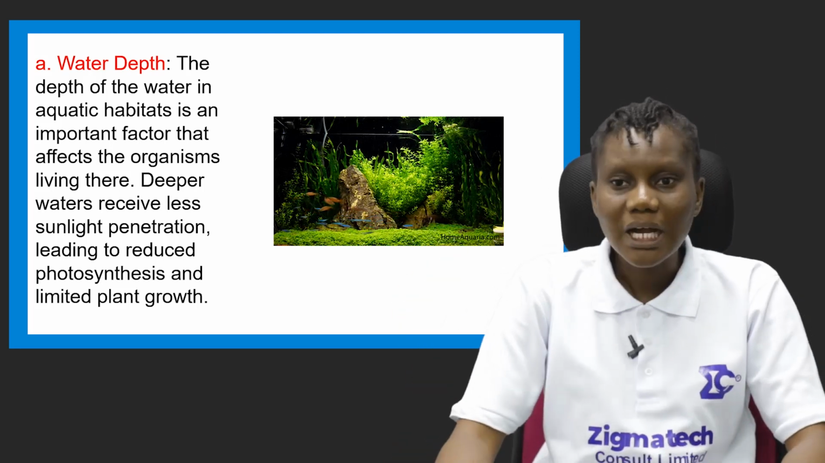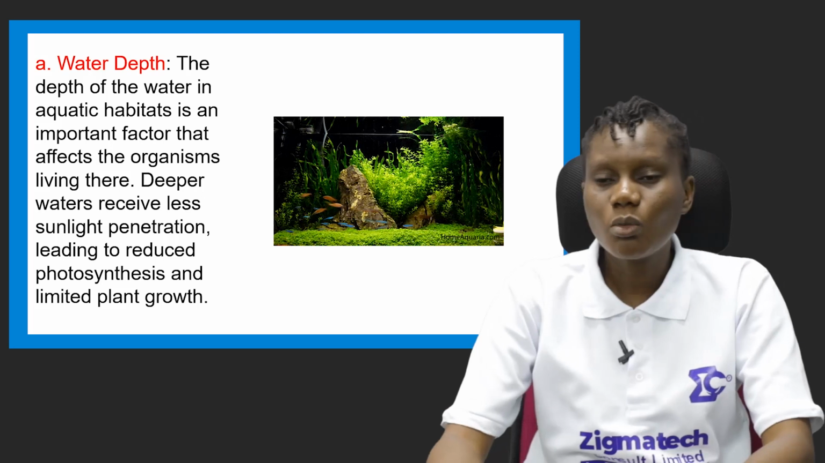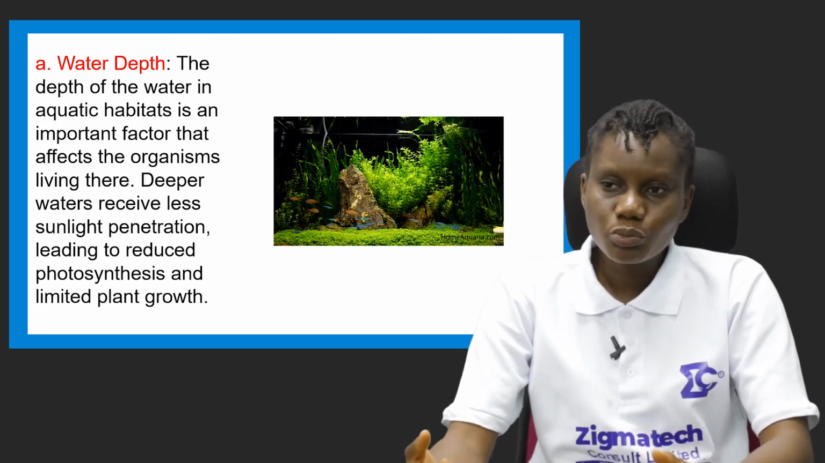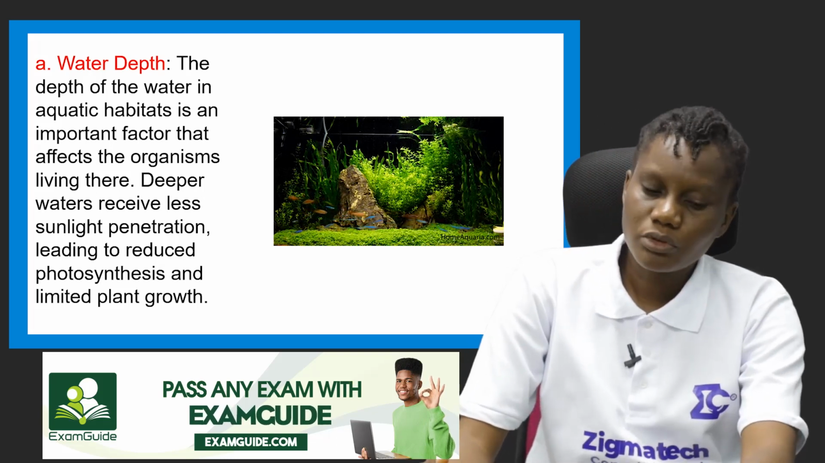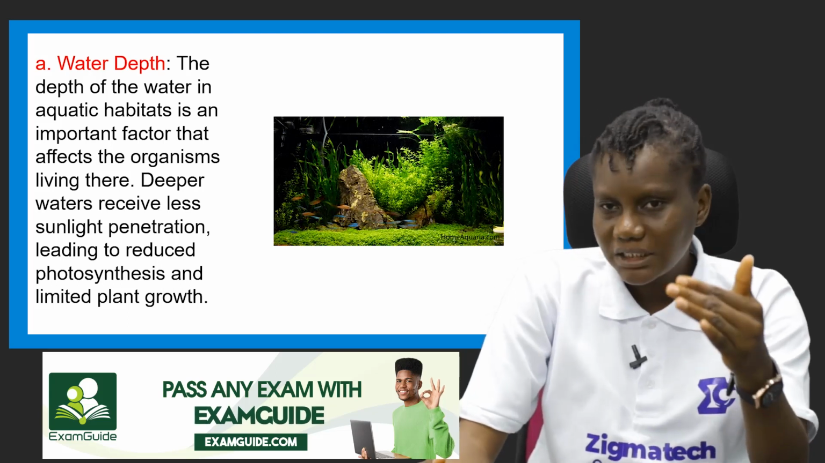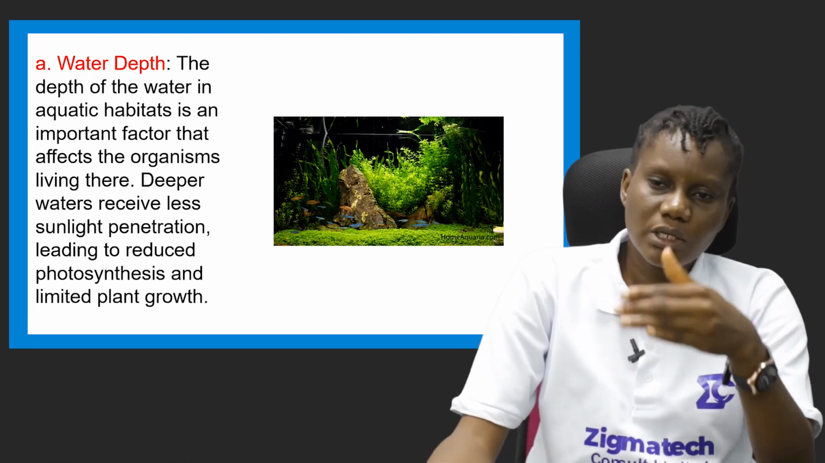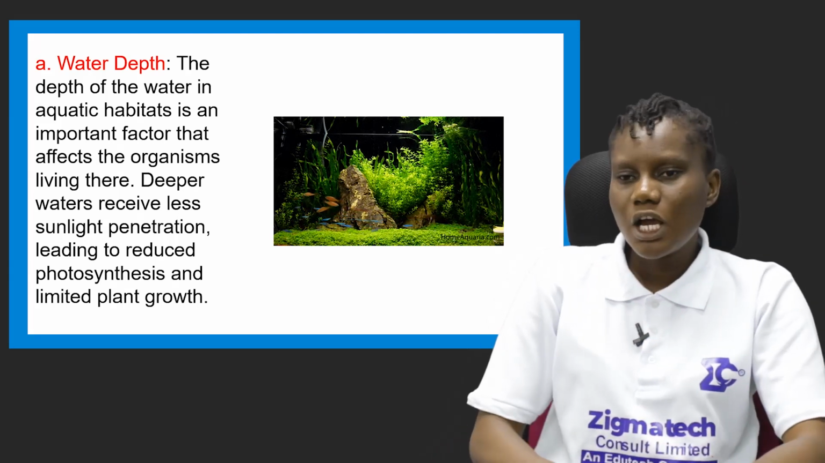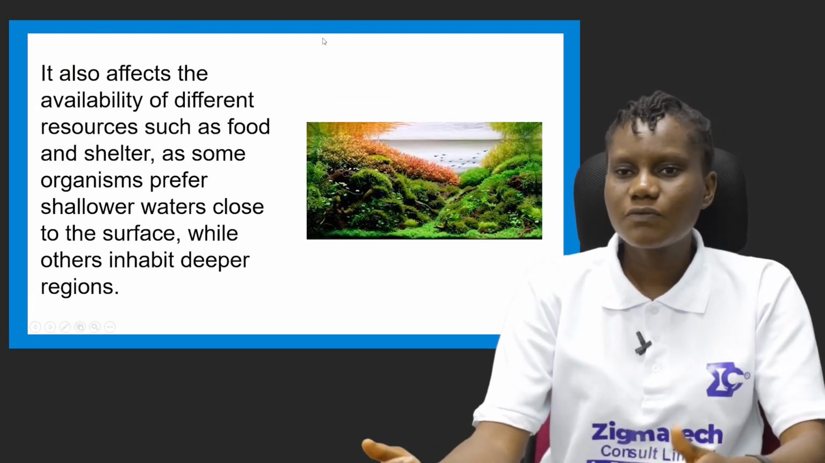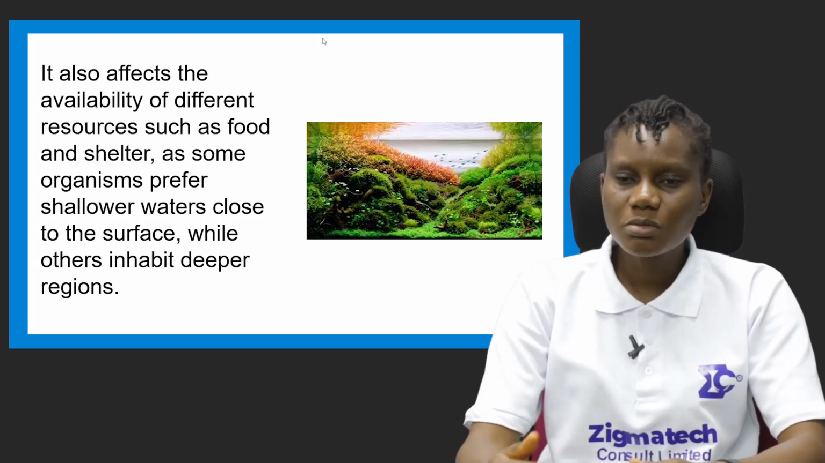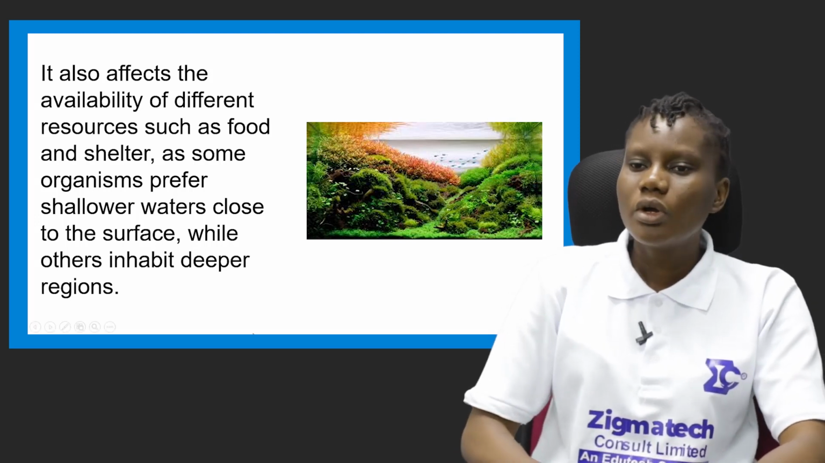The deeper you go, the darker it becomes in the water, leading to reduced photosynthesis. And there are some organisms there that need sunlight to produce their food. There are some plants and algae deep inside the water that produce their food, so they can be affected once there is no sunlight penetration. They cannot produce enough food to survive, and it can limit their growth. It also affects the availability of resources such as food and shelter, as some organisms prefer shallower waters close to the surface, while others inhabit deeper regions.